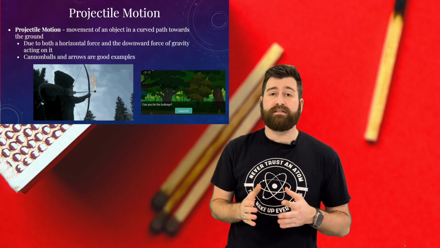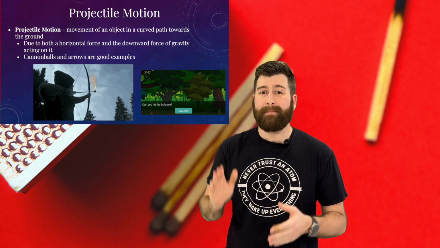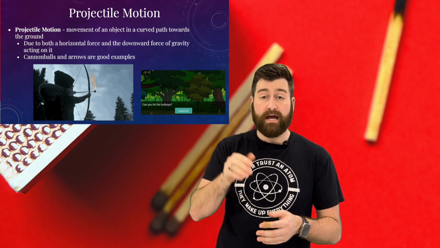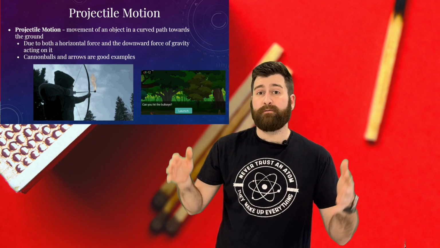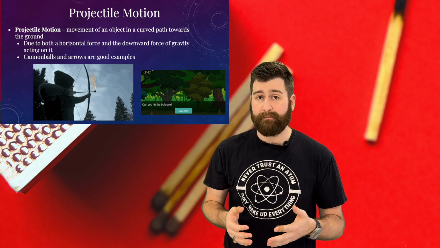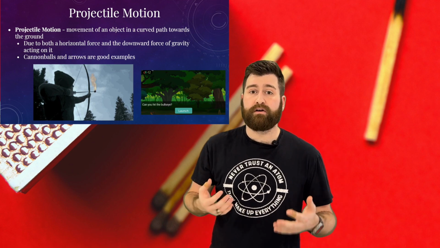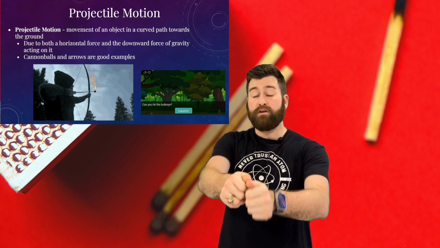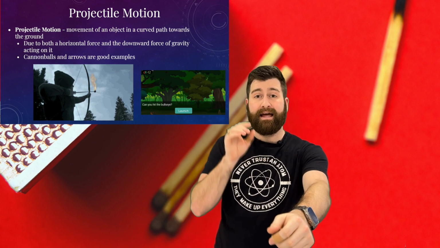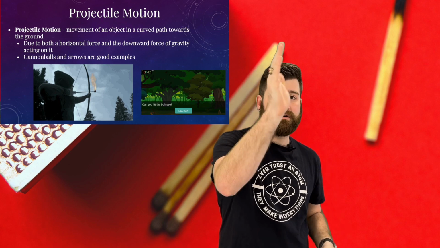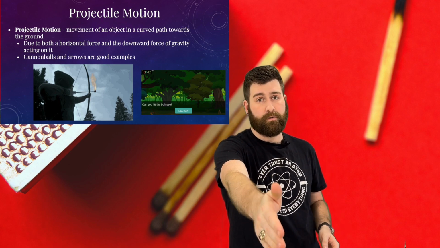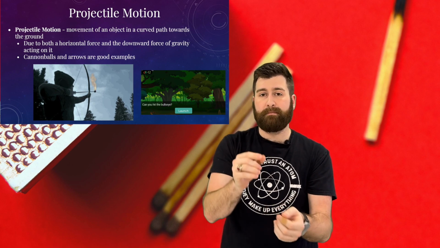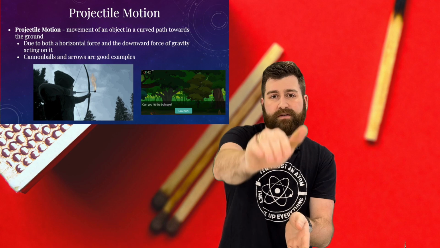So projectile motion is the movement of an object in a curved path towards the ground. This curved path is due to both a horizontal force and the downward force of gravity acting on it at the same time. Cannonballs and arrows are good examples of this in their arched pathway. So if you've ever shot a bow and arrow, you can shoot it straight out, but that arrow is going to have the horizontal force that you sent it with forward, but at the same time gravity is pulling down. So rather than a straight line from point A to point B, it follows a curved pathway.